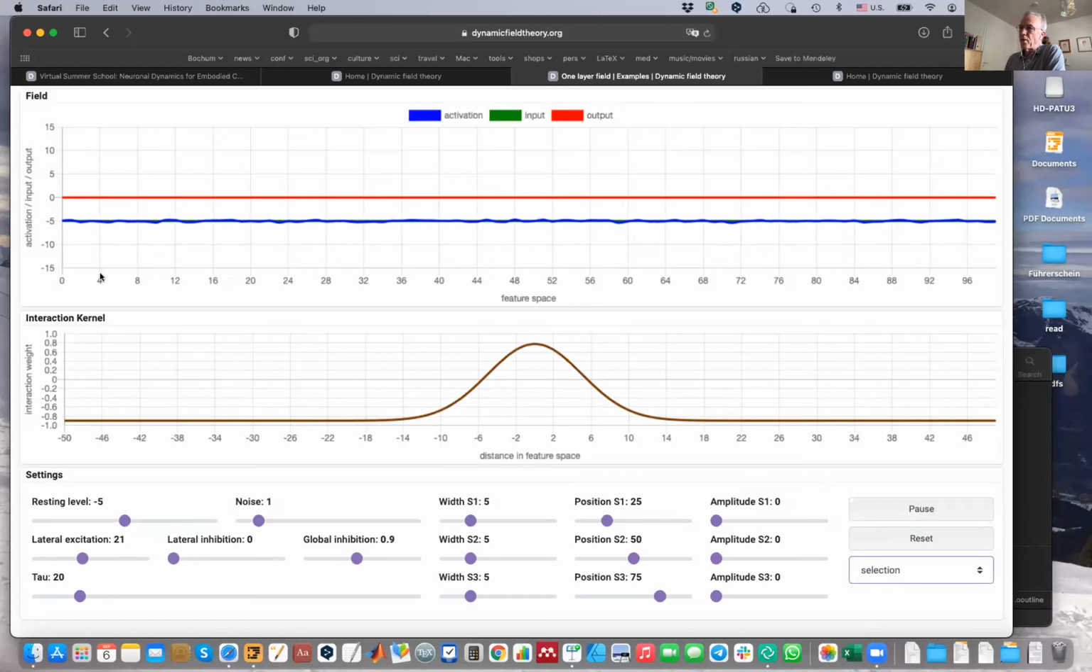Here on top, you have 3 curves. The blue is the activation level of the field. It's currently fluctuating around -5, the resting level, -5. There's some noise here that makes it fluctuate. And then below that blue is a green that you'll see in a moment. The green is the resting level plus any inputs. And these buttons here on the right control the inputs. It's pre-programmed with 3 kinds of inputs, 3 Gaussians, the width of which can be controlled, the position of which can be controlled, and their strength or amplitude can be controlled. You can also control the time scale of the dynamics. The red line is the sigmoid applied to the blue line. So currently it's all 0.